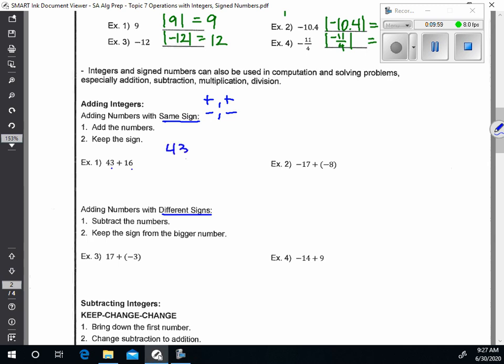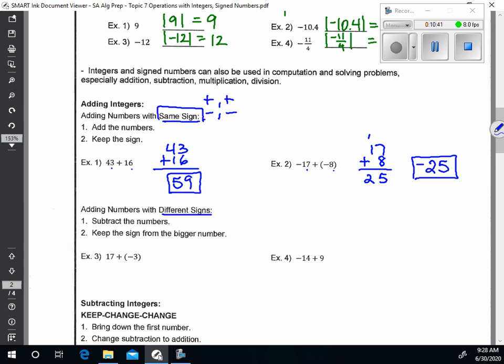So 43 plus 16. They're both positive numbers, so simply add them up. 59, and you're done. So two positive numbers will stay positive. If you're adding two negative numbers, again, add the numbers up. So 17 plus 8 is 25. And since both numbers were negative, the answer will be negative. So that's with the same sign.